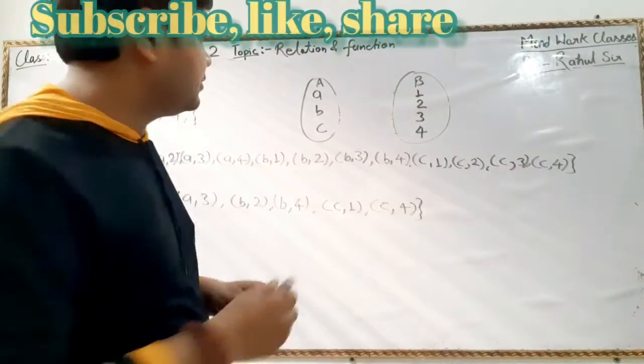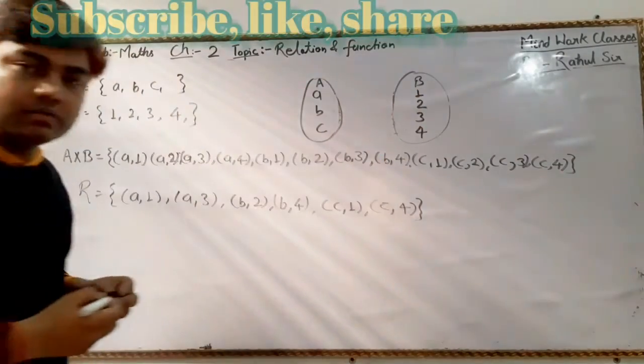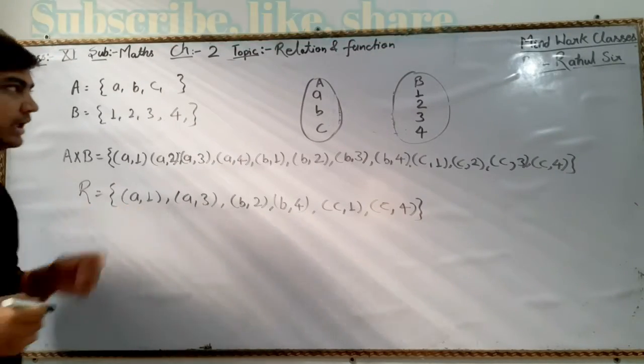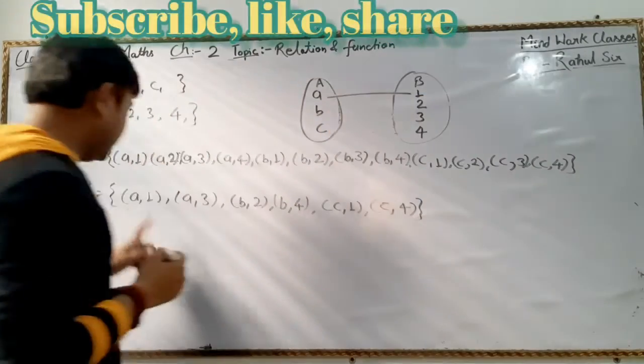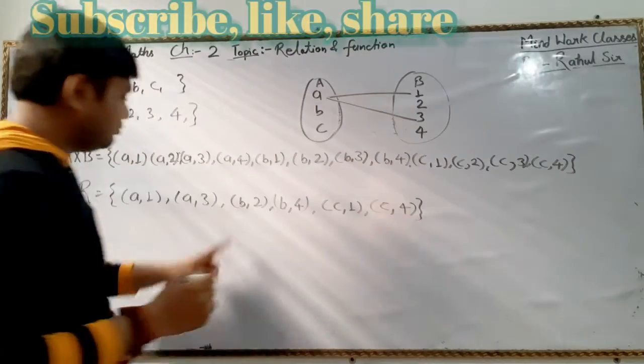Okay, now what relation have we taken here? We have taken A1. A1 means we have to join A and 1 like this. A3, we have to join A and 3.